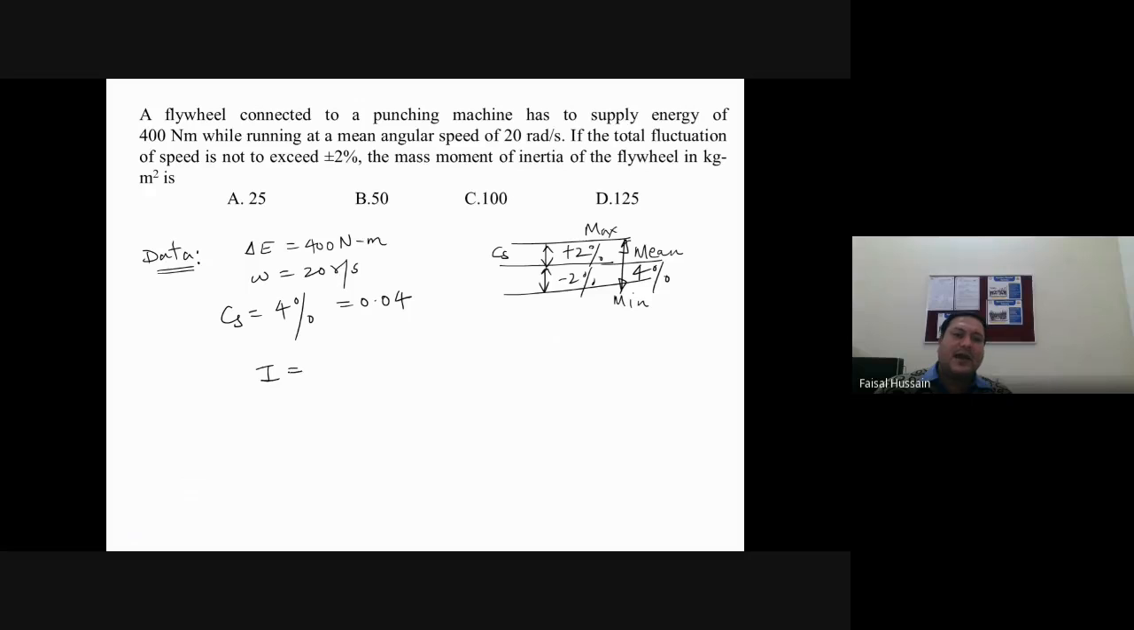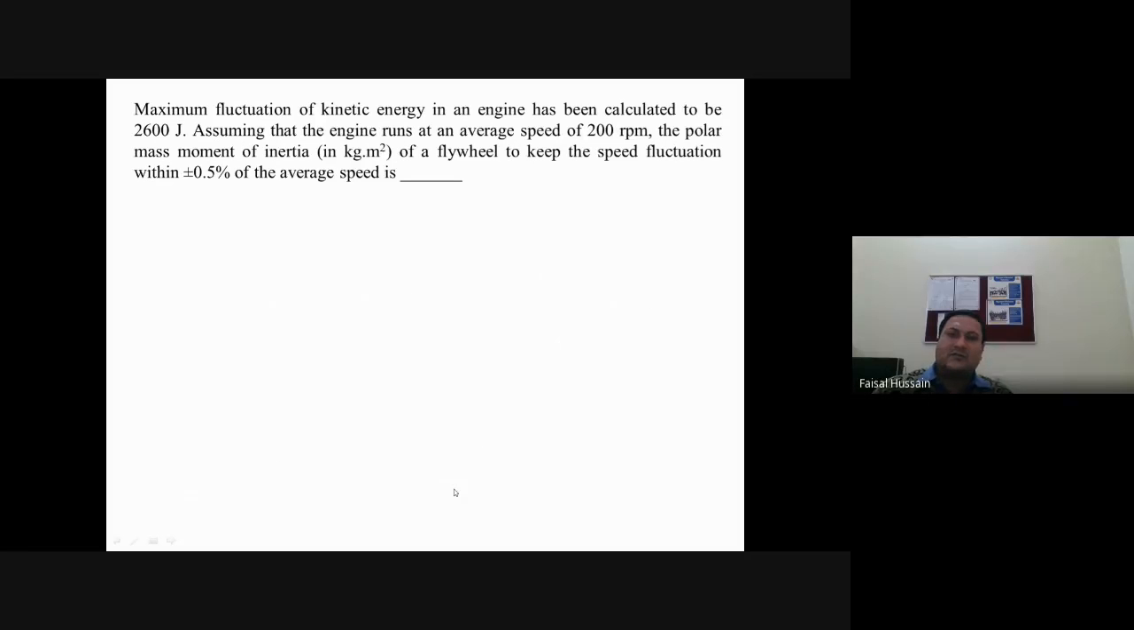Okay. And what we have to determine? We have to determine I. As we know, delta E is equal to I omega square CS. You have delta E as 400, you have to find I, you have omega as 20 squared and CS is 0.04. So from here, how much will the answer come? 25 kg meter square.